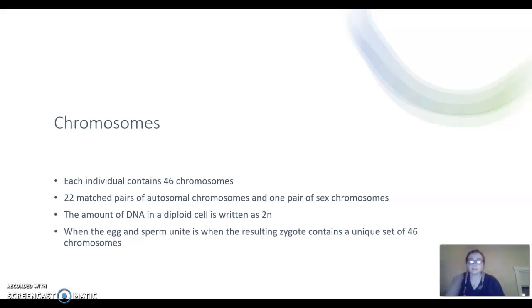So, chromosomes. Each individual contains 46 chromosomes. They occur in pairs, also known as diploid numbers: 22 matched pairs of autosomal chromosomes and one pair of sex chromosomes, which include an X and a Y, or an X and an X. The amount of DNA in a diploid cell is written as 2N, and when the egg and the sperm unite, the resulting zygote contains a unique set of 46 chromosomes. These chromosomes directly develop into human body forms such as hair color and blood type.